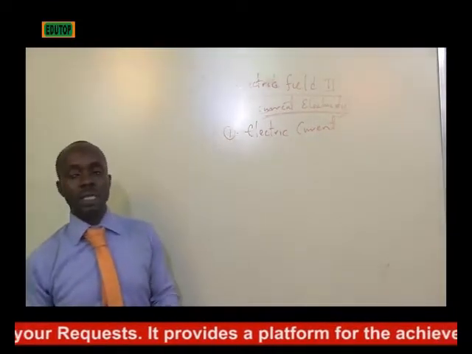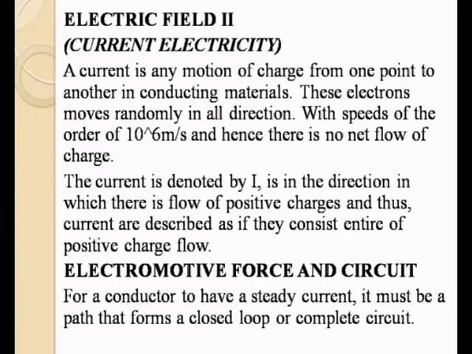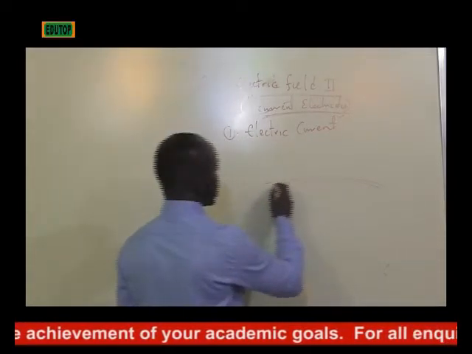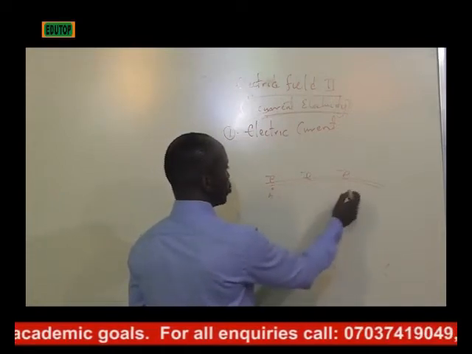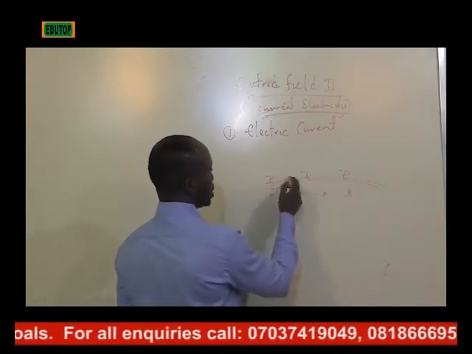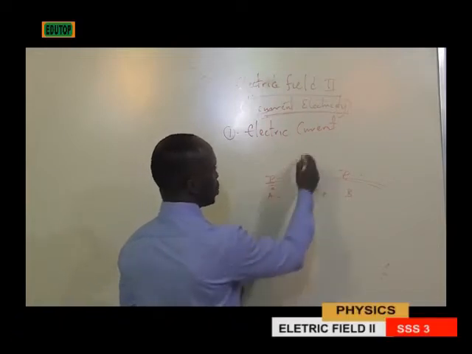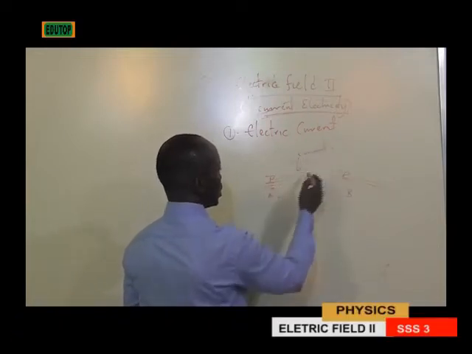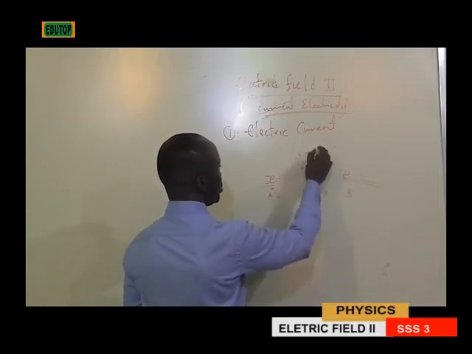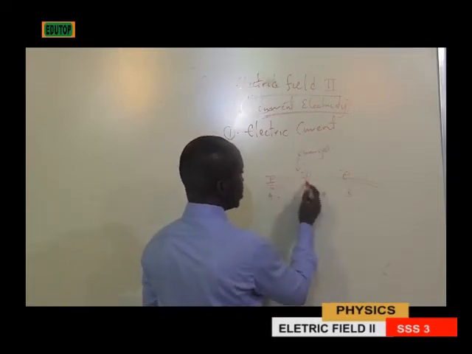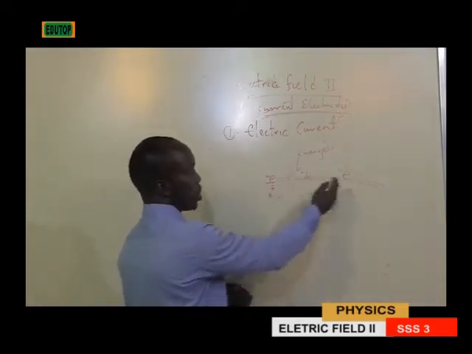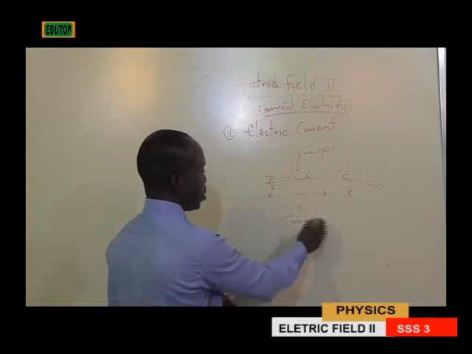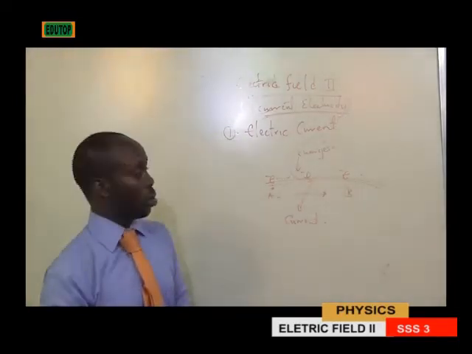So under our electric current, now what is a current? A current is any motion of charge from one point to another in a conducting material. Any movement of charge in a conducting material flowing from one point, let's say point A to point B. Now these charges are being detected that they are flowing from here to here. Definitely, that particular charge that is moving from one point to another is called current. Hope you can see. That's the major analysis of what current actually means.